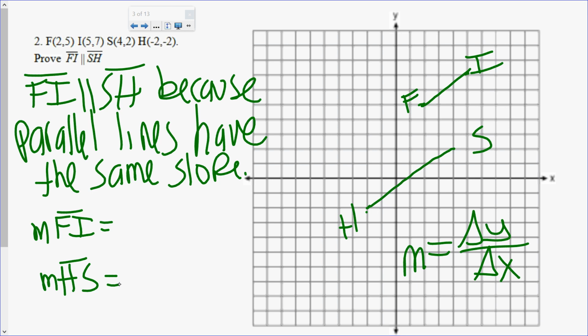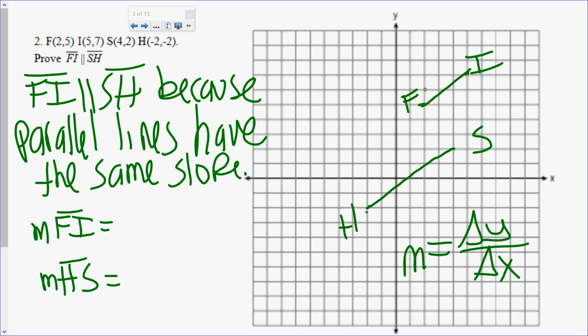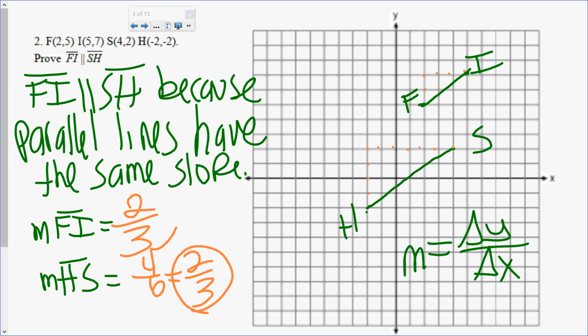All right, now that you calculated the slopes on your own, let's get a new fun and fresh color. Let's go orange. FI: changing y is 2, changing x is 3. HS: 4 over 6 reduces to 2 over 3. They're the same. I'm done. Parallel lines have the same slope, so to prove that they're parallel, tell me they're parallel because they have the same slope or because parallel lines have the same slope, and then calculate their slopes.